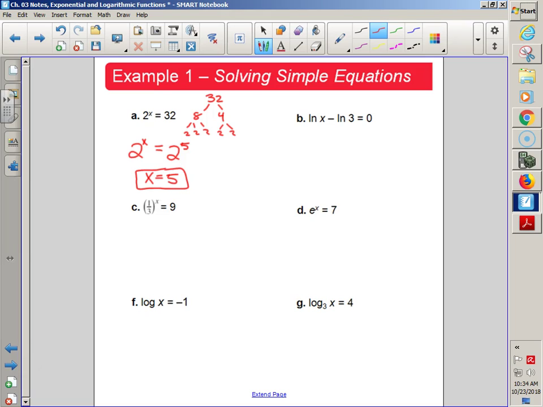How about letter B? Should I do e to the power of both sides? Should I do quotient property? Should I add? Quotient property. Why add? You can do quotient property, Jason. You're totally fine. But why is adding nice? Oh, look at that. X equals 3.